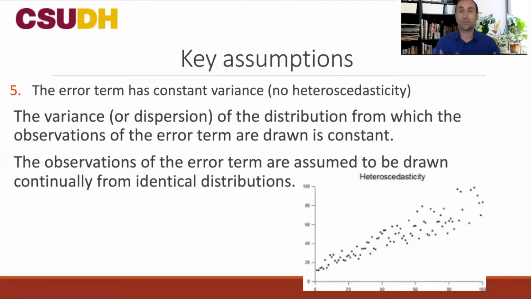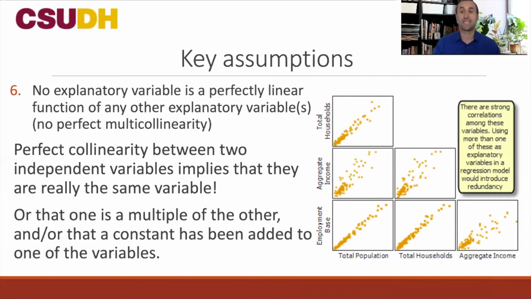You have a kind of trumpeting effect such that the error term variance is increasing as the plots are drawn. A sixth assumption is that no explanatory variable is a perfectly linear function of any other explanatory variable, i.e. there's no perfect collinearity. Perfect collinearity between two independent variables implies that they are really the same variable, or maybe that one is a multiple of the other, and/or that a constant has been added to one of the variables.